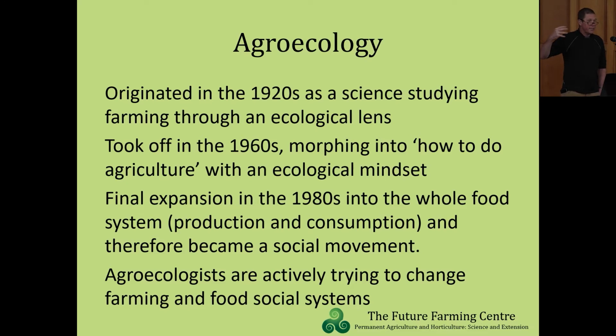Then in the 1980s, there's a full-on revolution, and this is what I'll call version 3 of agroecology. The thinking was, we've done a lot of studying of farming, but that's only half the food system. What about the consumption side of the food system as well? And even the post-consumption side, what happens to the food after our customers have finished with it? Nutrient cycles, that kind of stuff. So it expanded across the whole food system, and as it did that, it moved from just an abstract academic discipline into a social movement and a political movement as well. Agroecologists have gone from essentially scientists studying farming at arm's length to essentially being activists.